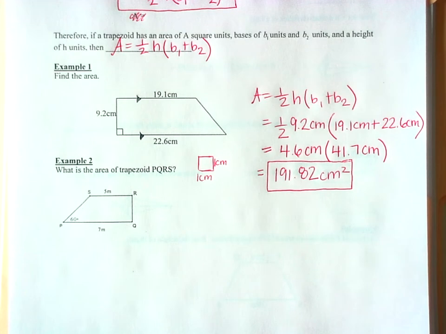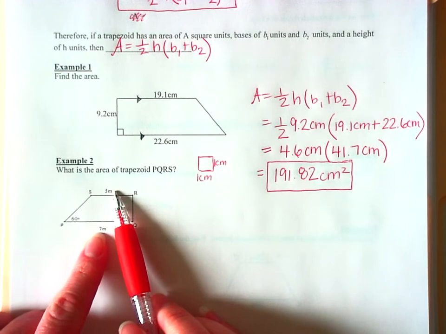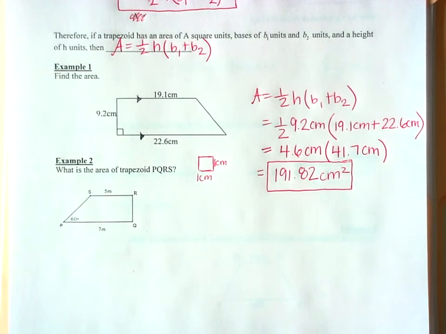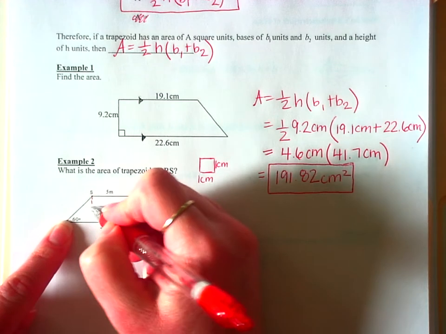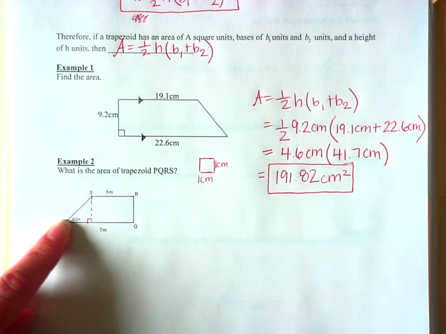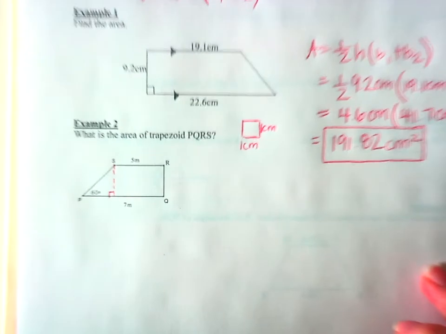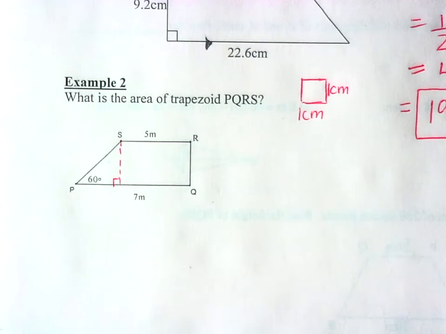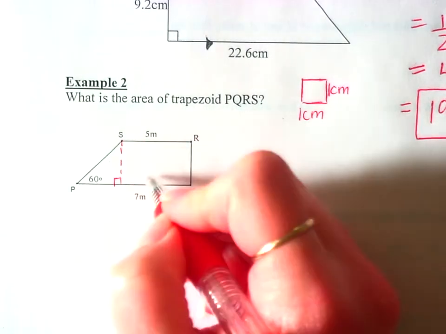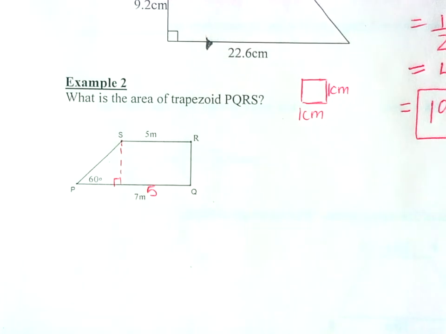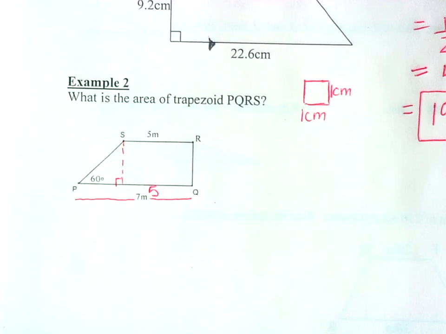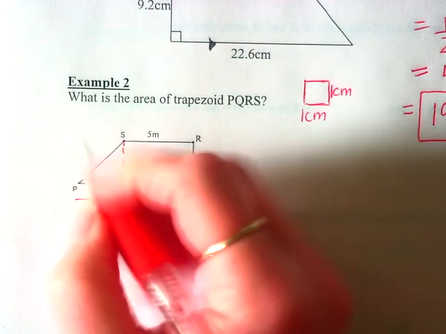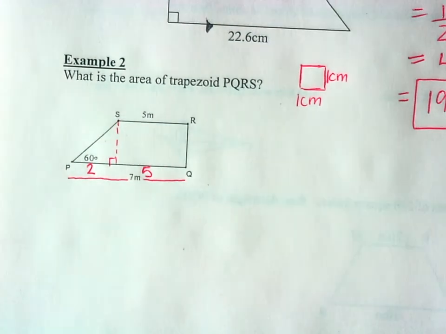All right, example 2. What is the area of trapezoid PQRS? So I noticed on this one that I've got my two bases, but my height is not labeled. But I do notice there's a 60-degree angle right here. So what I'm going to do is drop down another height right here. Okay? And let me zoom in on that a little bit. If this top is 5, this part is also 5. And then we know that the total is supposed to be 7. So if this part's 5, this part has to be 2 for a total of 7.